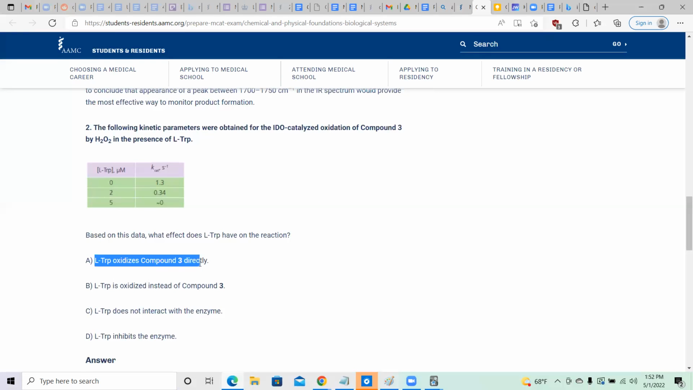We have L-Trp. Definitely D. Definitely D, right? I think so as well. I think this is kind of like a throwaway because we see that there is an effect, right? So this is just wrong, right?